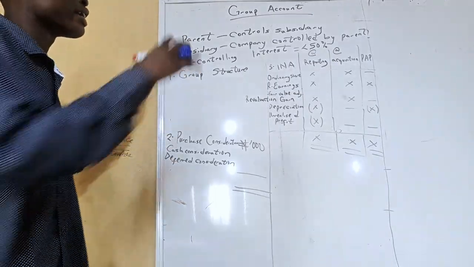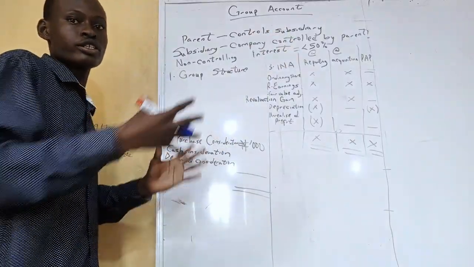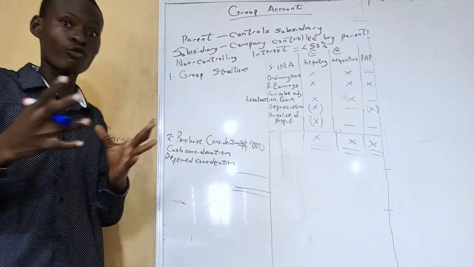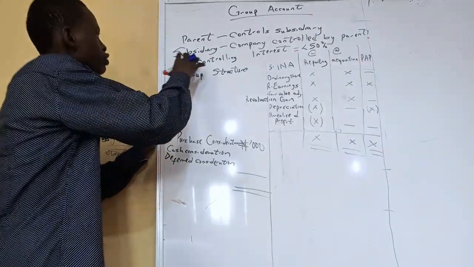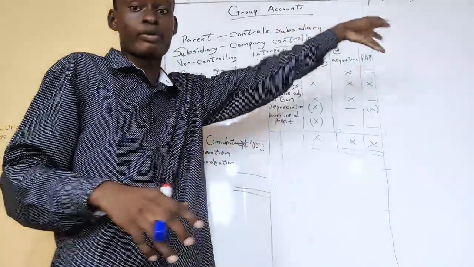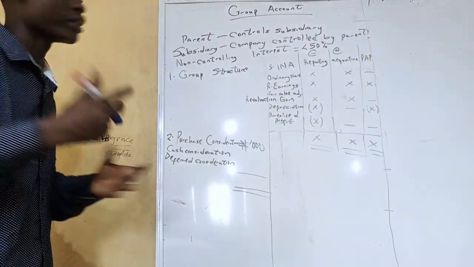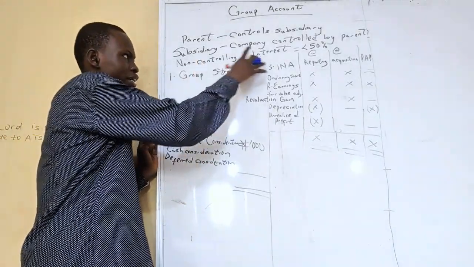The parent company is the company that controls the subsidiary. They have full control over the subsidiary. The subsidiary is the company being controlled by the parent. Also, we have the non-controlling interest.